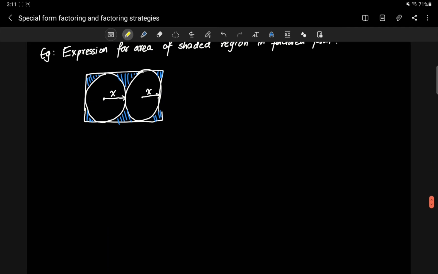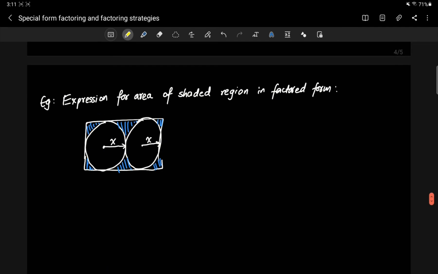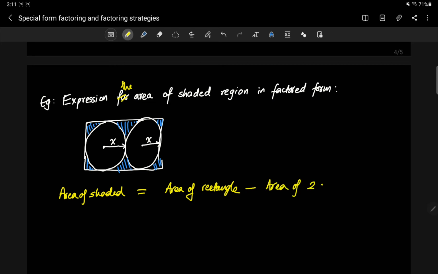Let's look at one more problem. Now, because we have been dealing with algebraic expressions as also areas, here's a problem somewhat related to it. It says express the area of the shaded region in factored form. So first of all, the area of the shaded region, what is it? It's actually area of the rectangle minus area of two circles.